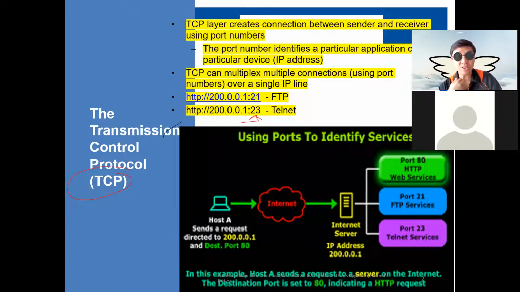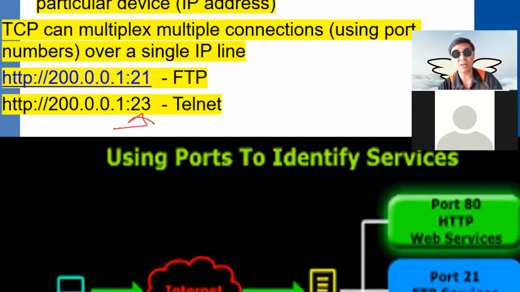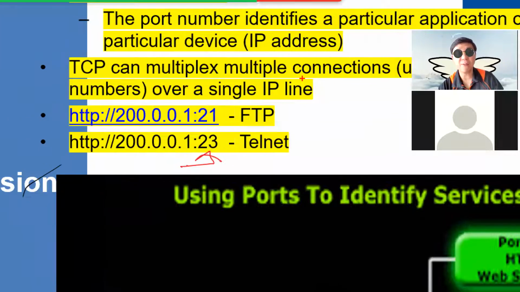The other important thing to take note of is the port number. Some of you might notice that, other than the IP address, so far I've been looking at IP address version 4, there's also a port number after a colon like this. What exactly is this port number?